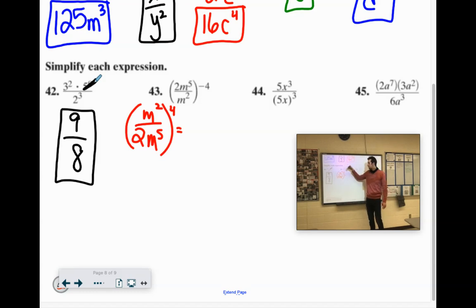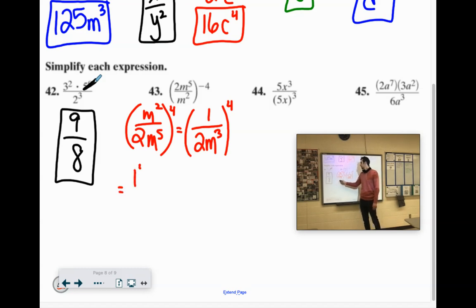I have m's and m's. Now, how many more m's are in the denominator? 3, right? 5 minus 2. So we'll have 2m to the third as the denominator. We're going to have to put a 1 up top. And then we'll take everything to the fourth power.